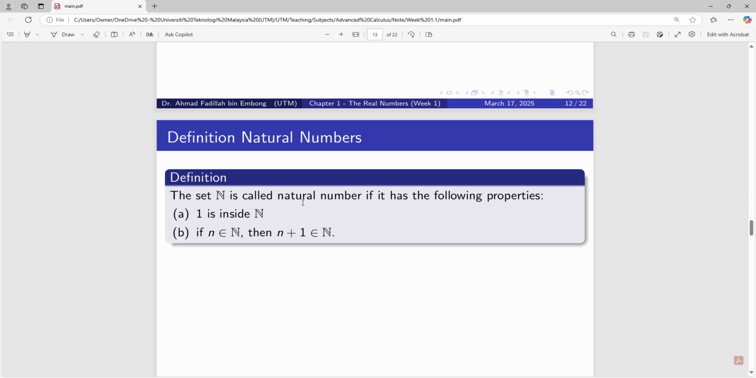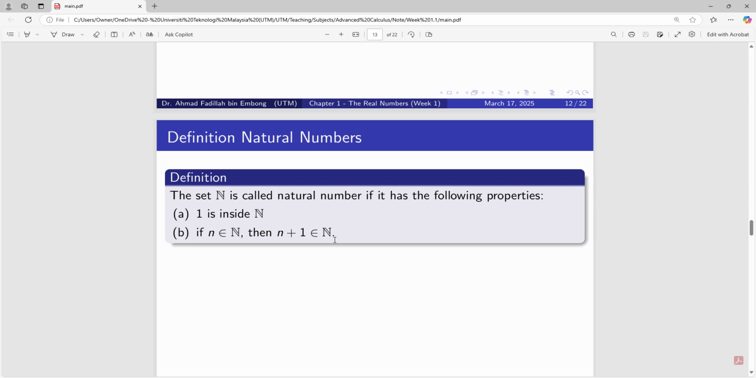So the set N is called the natural numbers. It has the following properties. We start with 1 inside the natural numbers. And then we are going to inductively construct the set of natural numbers by this statement. So let's try to understand the statement. If n is inside the natural numbers, then n plus 1 is also inside the natural numbers.